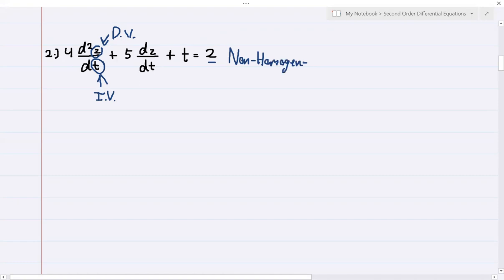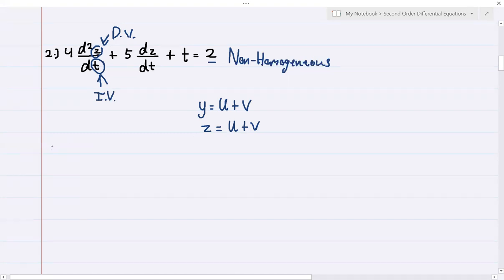Once again, this is non-homogeneous. So if this is non-homogeneous, what you're going to do? Your general solution would be y is equal to u plus v. But since your dependent variable is your z, we will have the general solution of z is equal to u plus v. So that means you're going to find your u function and your v function.